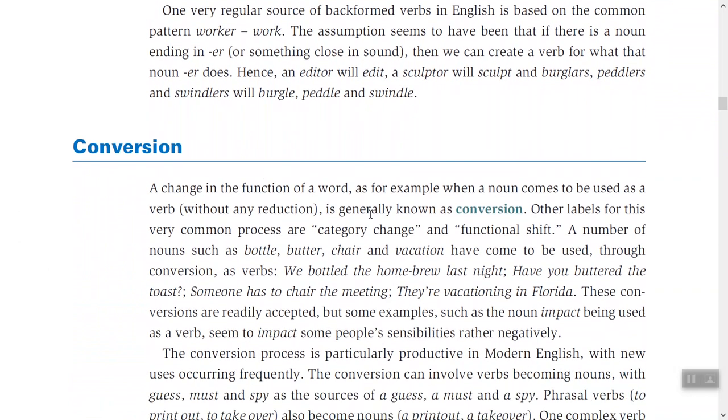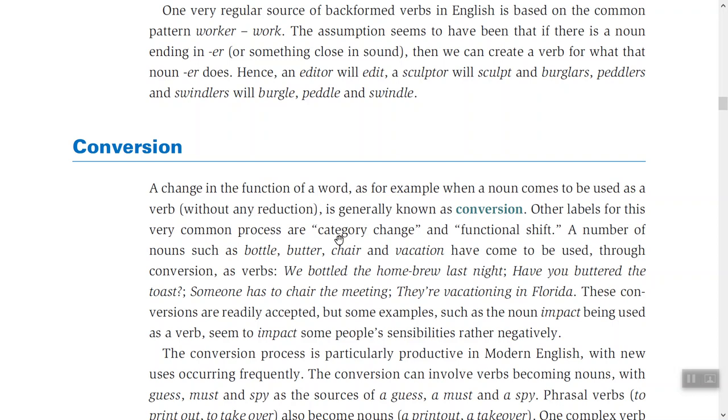A change in the function of a word, as for example when a noun comes to be used as a verb, without any reduction. No reduction, no change in the word. In back formation, we make a reduction: television, televised. But here, without any reduction. So this is conversion.